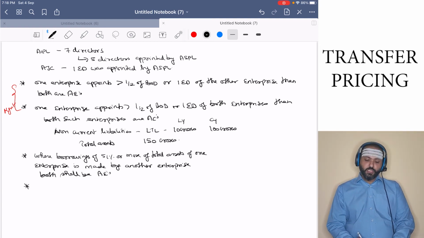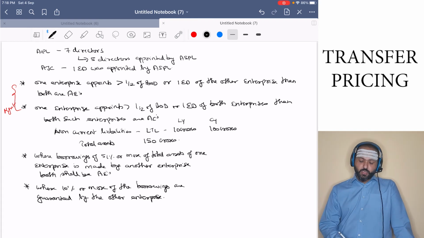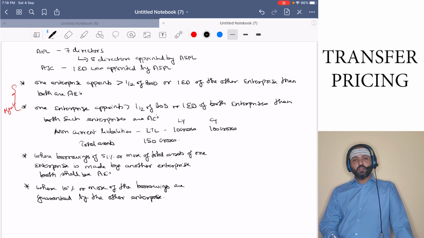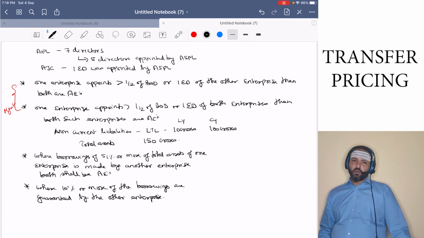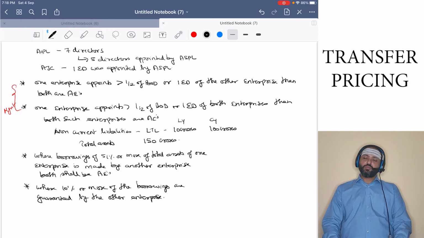So they made the next provision. What was that? Where 10% or more of the borrowings of the other enterprise are guaranteed by the other enterprise, it is going to be called as what? It is going to be called as associated enterprises. Both these enterprises will be called as associated enterprises. Now, this again became an issue. They couldn't do business, they had to pay tax.